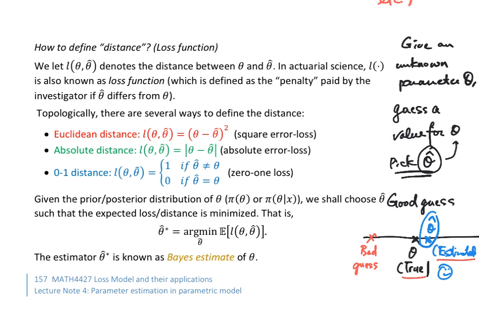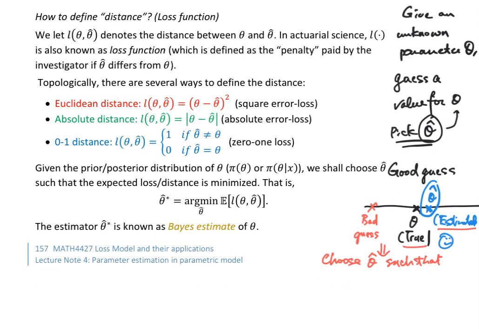Given this, our goal is to choose theta hat such that the distance between theta hat and theta is shortest. Then this is the best that we can do. But the problem here is, in order to choose this estimator, it looks like we have to define what the distance is. What is the distance between the true value and the estimated value?